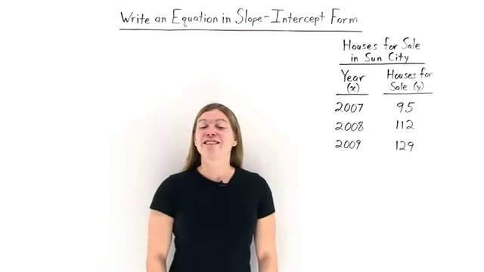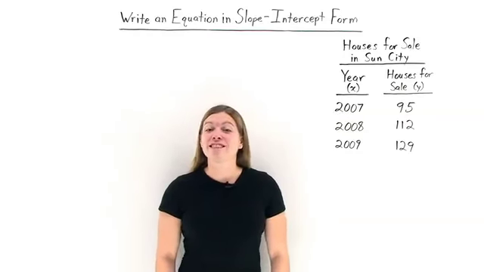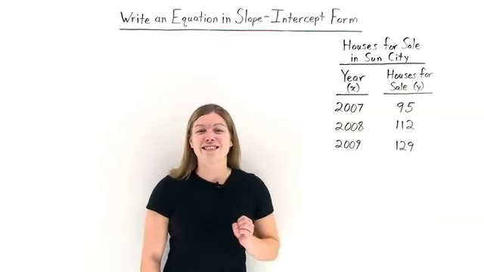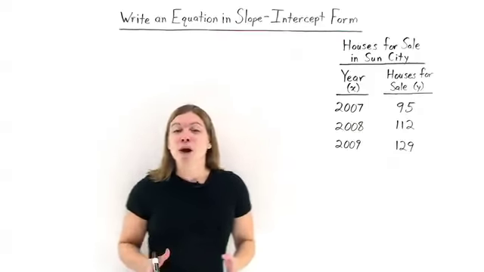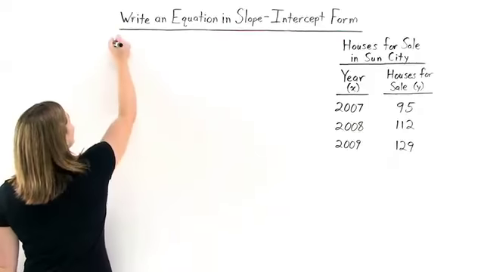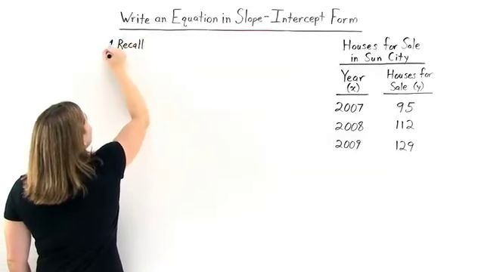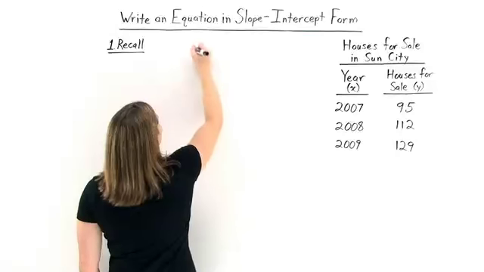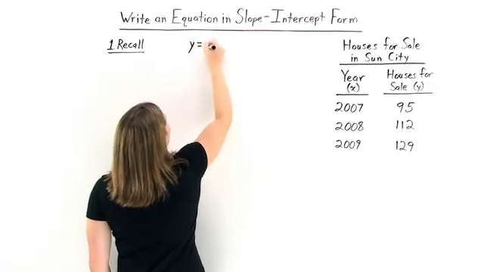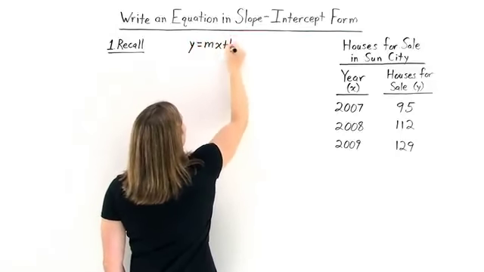Let's write an equation in slope-intercept form that represents the linear function that's presented in this table. So for this problem, we're trying to write an equation in slope-intercept form. So let's start out by recalling the slope-intercept form of a line. Slope-intercept form is y equals mx plus b.